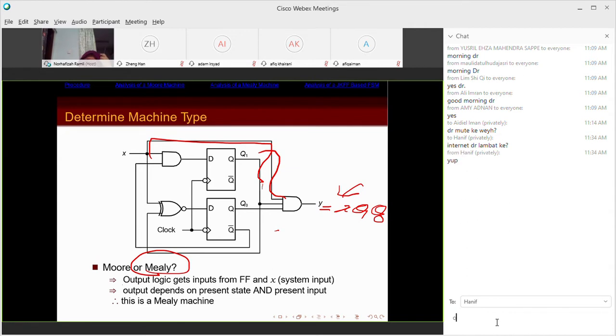Right, so let's continue. So this is Mealy, right? What else? Again, you have to find out the equation for this D, right?